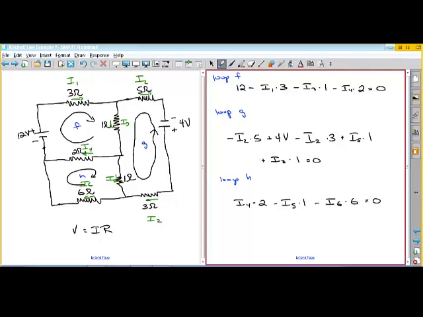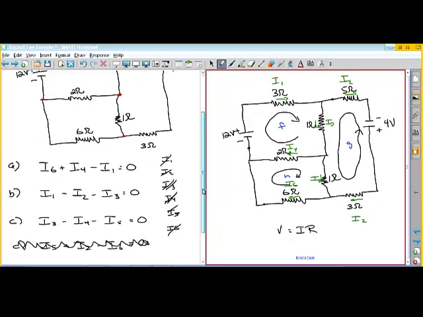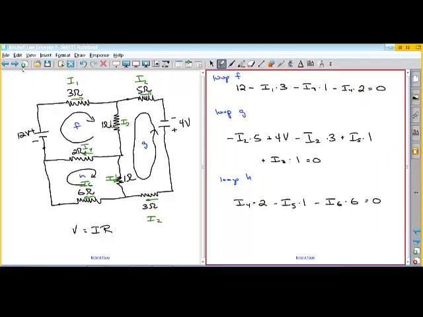So we have 3 voltage equations, loop equations. The unknowns are the currents. And likewise, we have 3 junction rules. And the next thing we need to do is to put it in a matrix form. How do we do that?